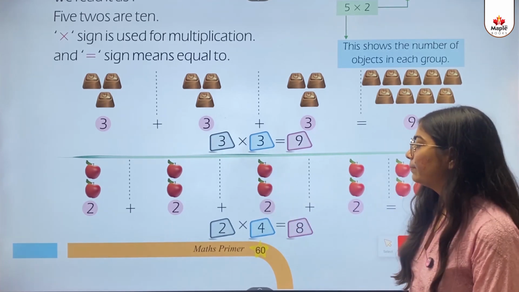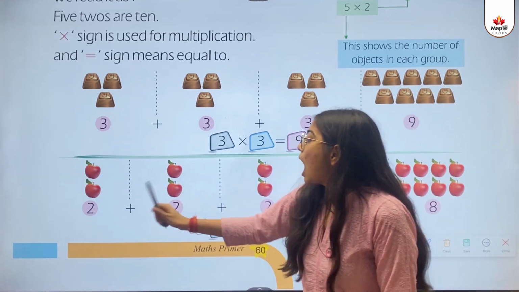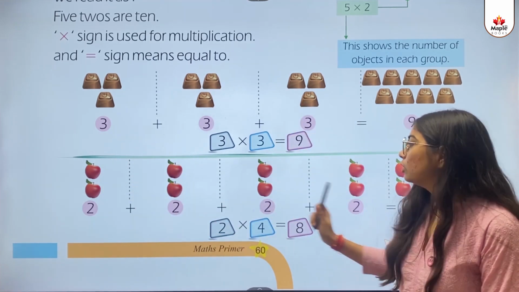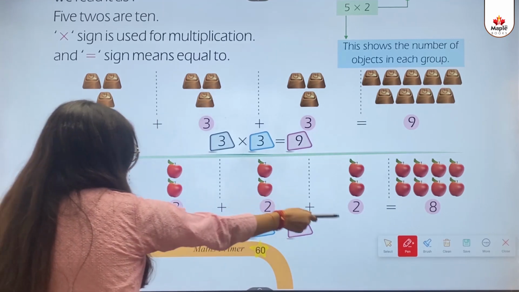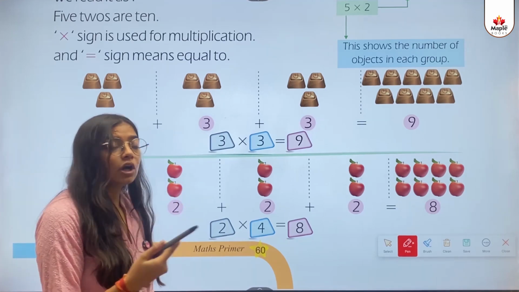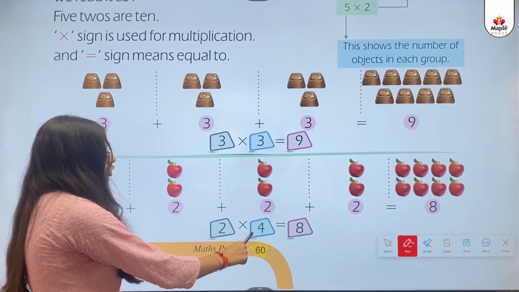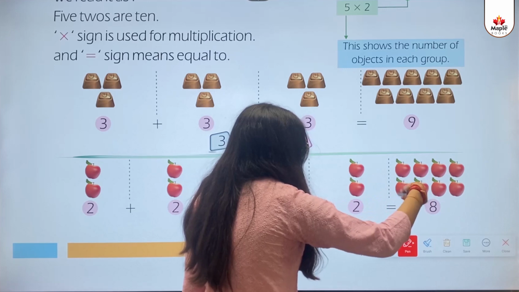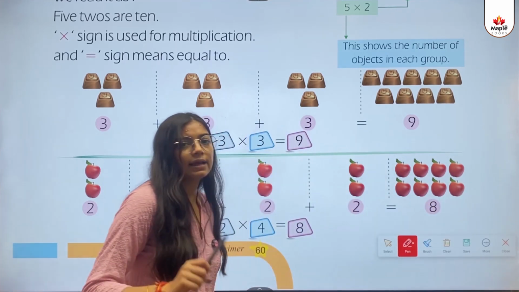Then, next example. These are the pictures of apples. Then, how many apples are there? 1, 2, in each group. So, how many groups are there? 4 groups. 1, 2, 3, 4. So, 4 is written here. And each group contains how many objects? 2. So, 2 4s are 8. Done. As you can count also 1, 2, 3, 4, 5, 6, 7, 8. So, the answer is 8 here.